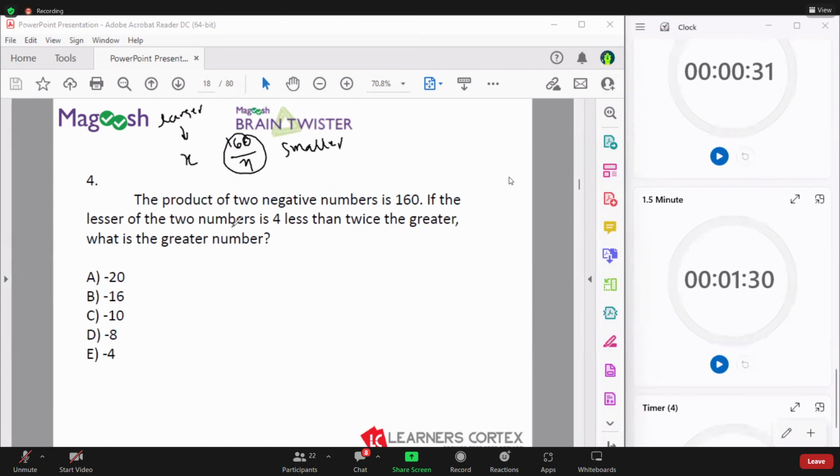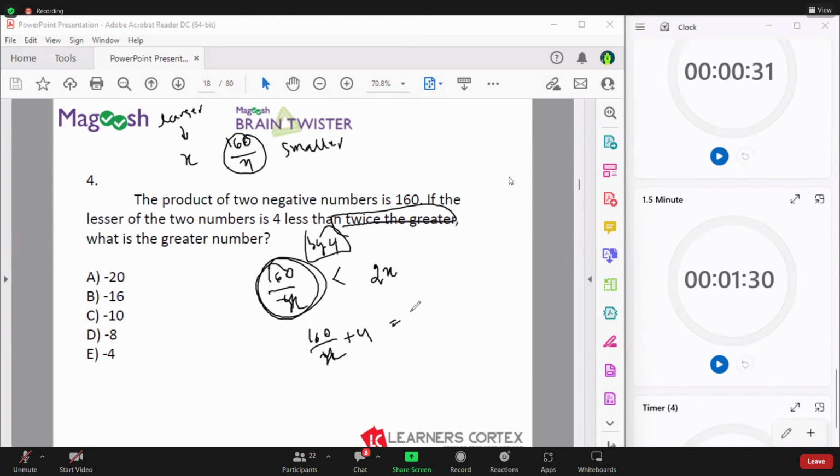Now, the lesser of the two numbers is 4 less. So this is less than the greater by 4. Then it says twice the greater. So if we say twice the greater, then still this is smaller by 4. So what we can do is 160 by x plus 4 equals 2x, right? If we add 4 to it and double the greater number, then it becomes equal.